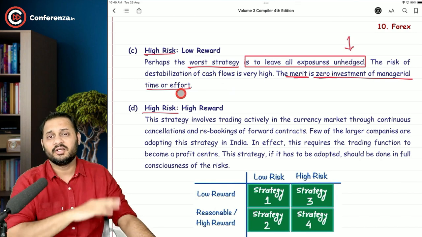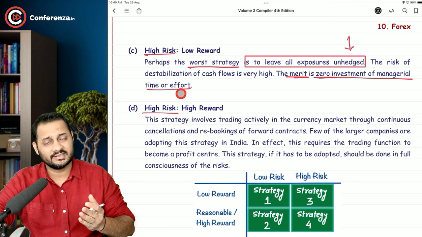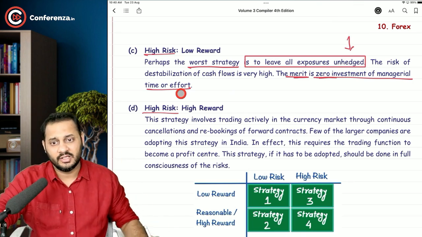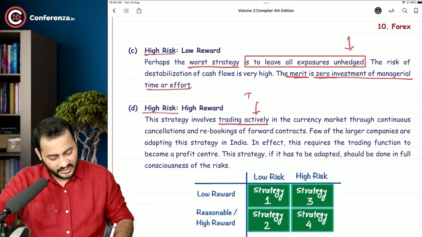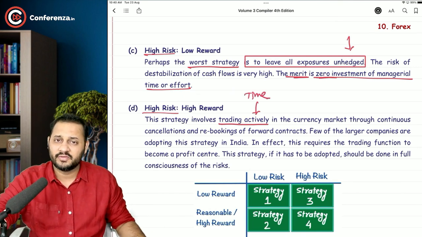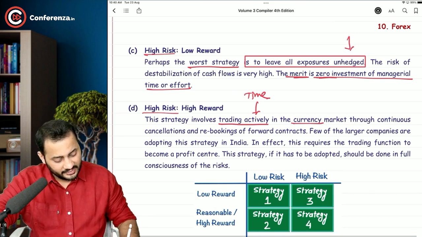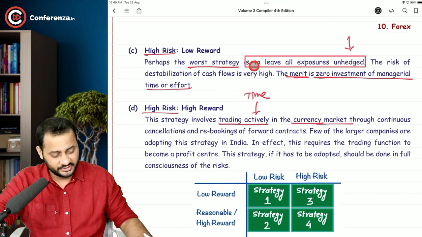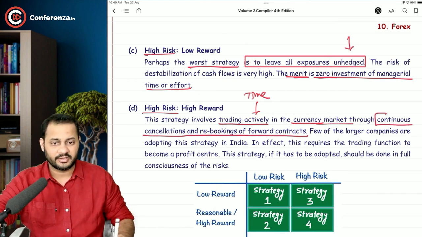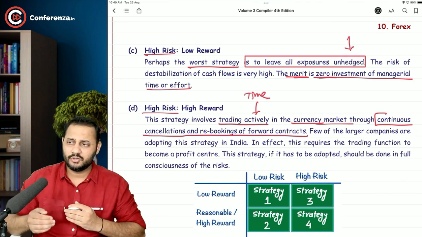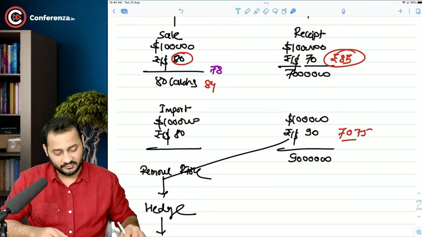The fourth and the last one is the best strategy, I believe. It is highly risky and highly rewarding as well. This strategy involves trading actively. See, active means time is required. So whosoever is giving time and effort, obviously he will be rewarded. In the currency market, through continuous cancellation, understand, continuous cancellation and rebooking of forward contracts. What will happen? You will enter into a forward contract whenever you think the market is going to go against us. See, I will just give you an example.